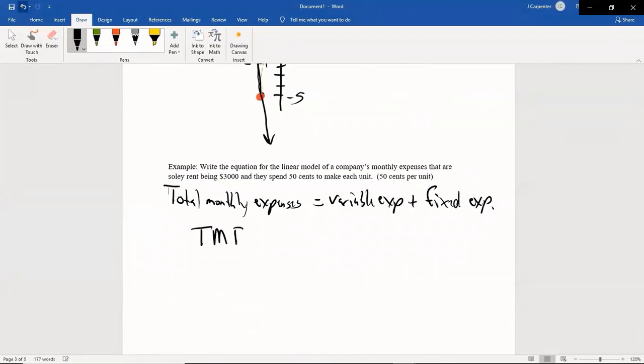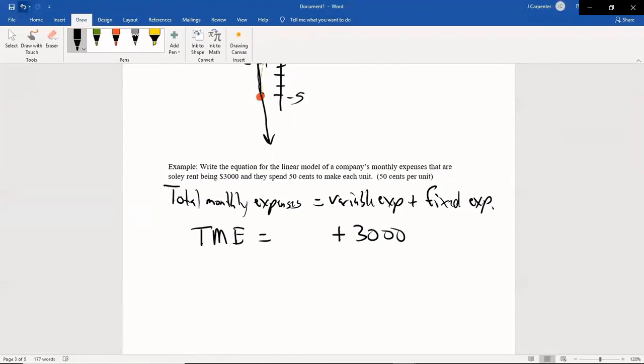I'm just going to abbreviate total monthly expenses. The fixed amount does not change. Rent is not changing. There's no per here. It's not based on, if I do more of something, the rent goes up. You just pay that flat $3,000. But the amount that we spend on the units, the CDs, the calculators, the buckets of water we're making, whatever it is, they do cost, and we pay our employees to make them as well. And that comes out to a nice round number of 50 cents.